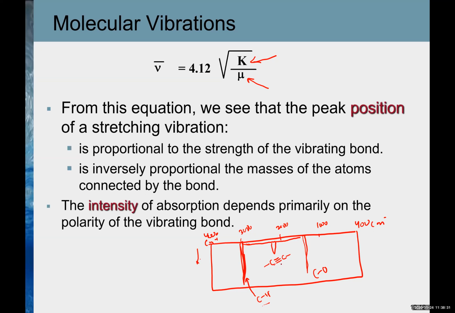We know that a carbon-carbon triple bond, if symmetrical, doesn't even show up. If it's asymmetric, it does show up, but the polarity difference is extremely small. So that's why the intensity is extremely little. So intensity depends on the polarity. And the position depends on whether it's a double bond, single bond, or triple bond, or the reduced mass.